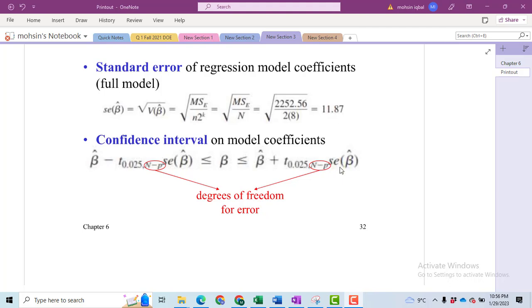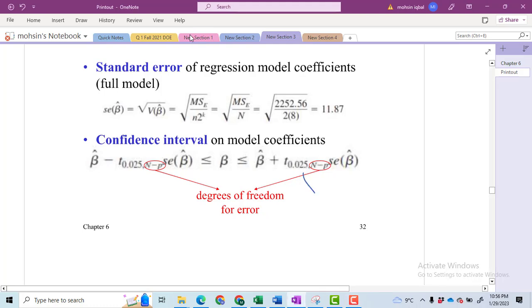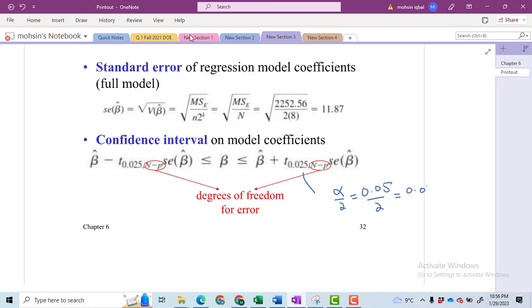This standard error is used with t 0.025. It has been used because we have alpha equal to 0.05 in this question, so the alpha has been divided by 2. We got 0.05 divided by 2, which results in 0.025. This 0.025 has been written there.